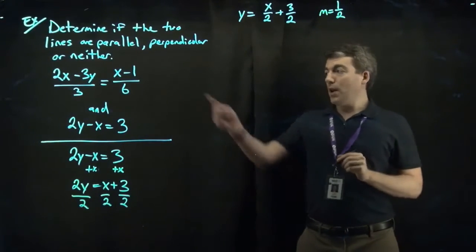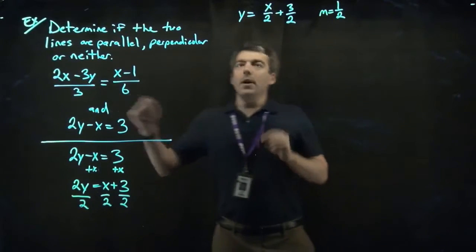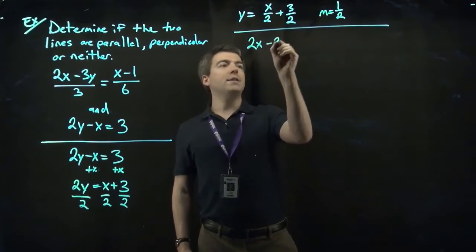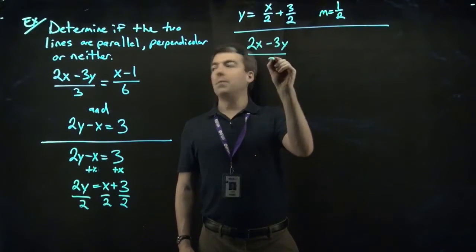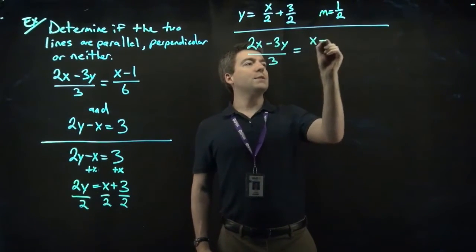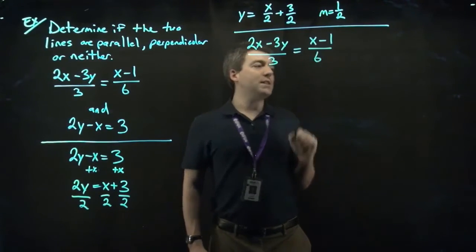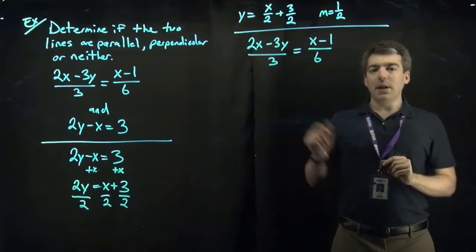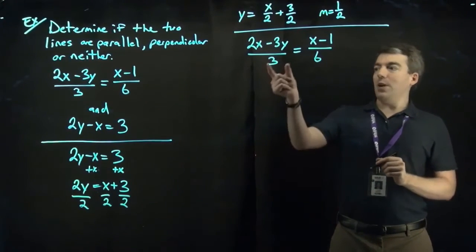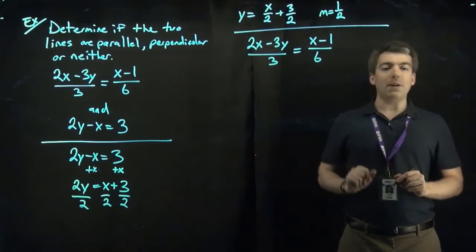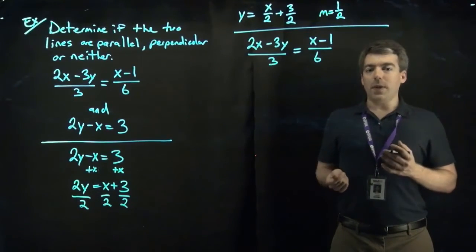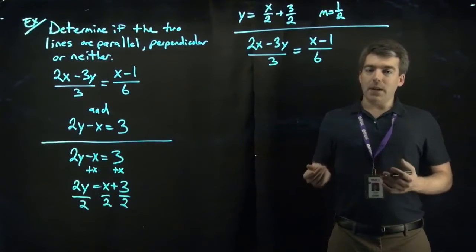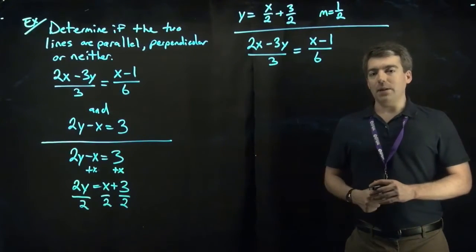All right, let's find the slope of the other line. Here I have (2x - 3y)/3 = (x - 1)/6. The first thing we want to notice about this equation is that it involves fractions. We have a denominator of 3 over here and a denominator of 6. We can multiply both sides by a number that gets rid of both of these denominators.